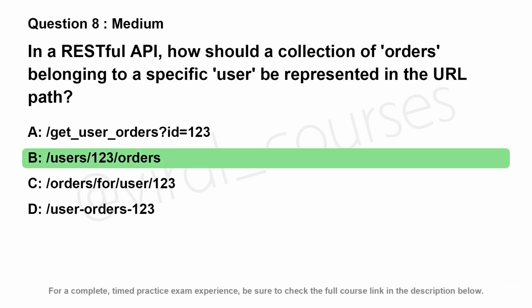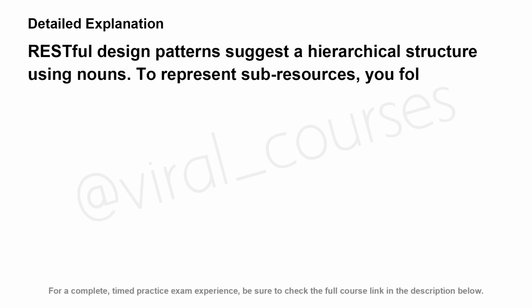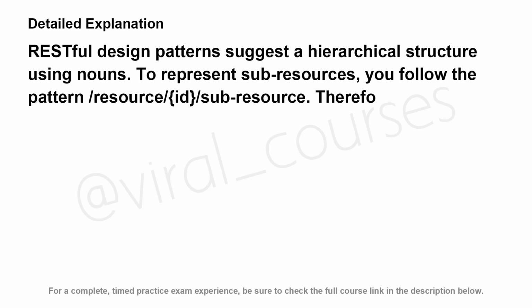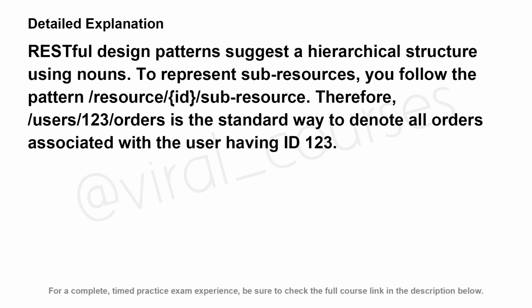The correct answer is B. RESTful design patterns suggest a hierarchical structure using nouns to represent sub-resources. You follow the pattern resource/id/sub-resource. Therefore, users/123/orders is the standard way to denote all orders associated with the user having ID 123.